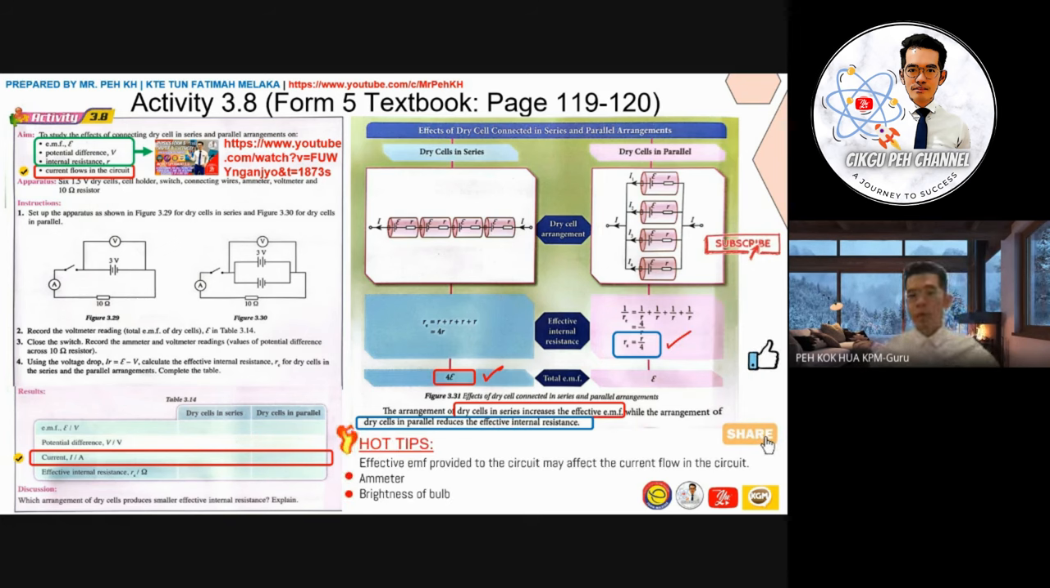In this experiment, we are going to discuss the effect of the effective EMF provided to the circuit, which affects the current flow in the circuit. We are going to measure the current flow in the circuit by using an ammeter, and then observe the brightness of the bulb for different arrangements of the dry cells, in series or parallel. We expect the current flow in the circuit with dry cells in series to be higher, and with dry cells in parallel to be lower, because the EMF provided to the circuit is higher in series compared to parallel.